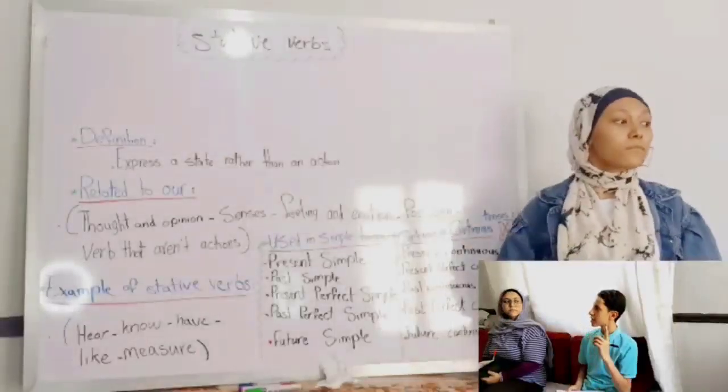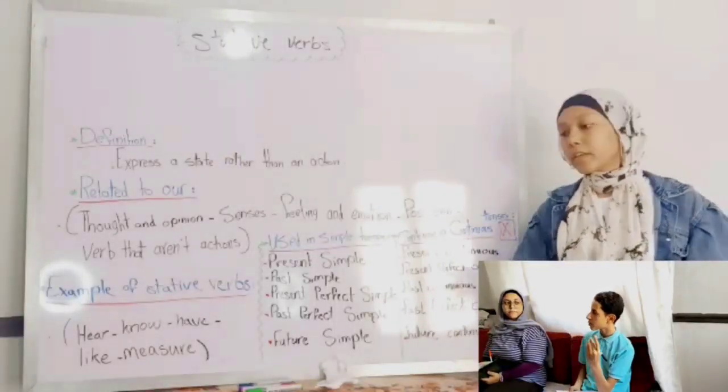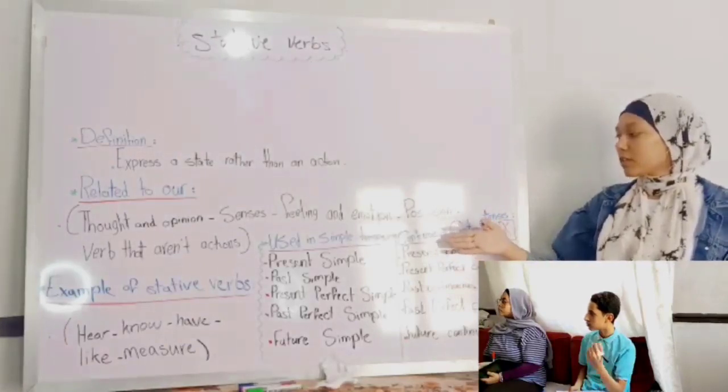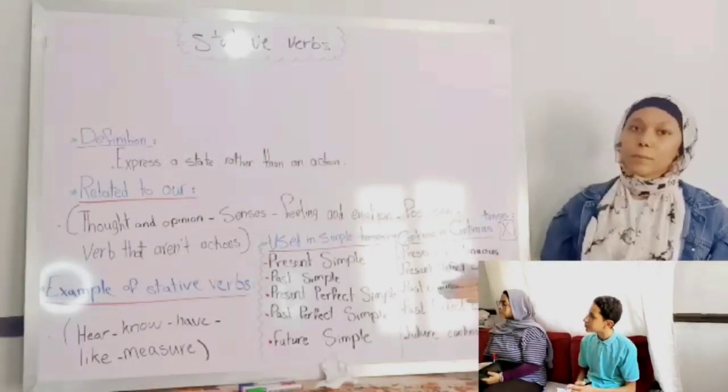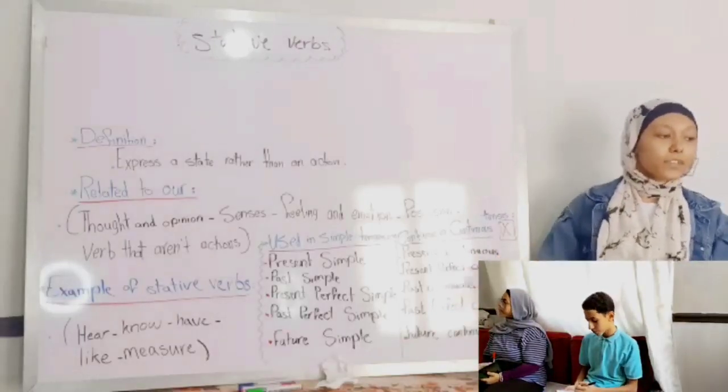So, can you use stative verbs with the continuous tenses? The answer is no. Stative verbs can't be used in continuous tenses: present continuous, present perfect continuous, past perfect continuous, and future continuous.